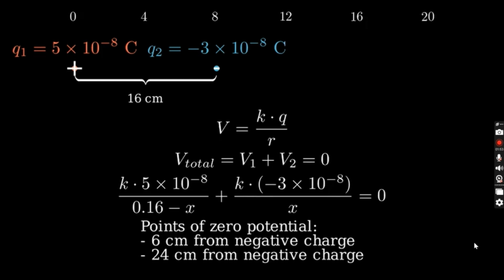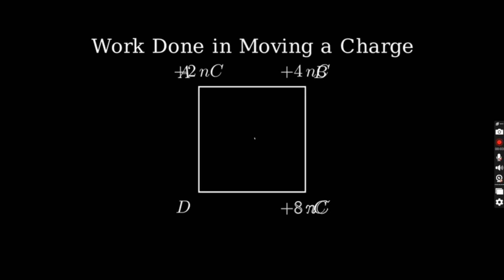the negative charge. Let's solve a problem about work done in moving a charge through an electric field. We have a square with side length 0.2 meters and 3 charges placed at 3 of its corners. The question asks us to find the work done in moving a positive 2 nanocoulomb charge from corner D to the center of the square. To solve this, we'll use the formula that work done equals charge times the change in electric potential.